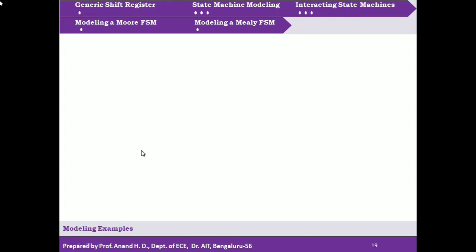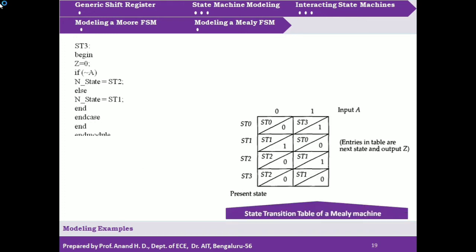Next is state 3, begin Z is equal to 0. So here we see in both conditions it is 0. So without checking the input 0 and 1, we can say Z is equal to 0, and when input is equal to 0, not of A, then next state is state 2, else, that is if input is 1, next state is state 1. Okay, so this is how we are going to model a Mealy finite state machine.